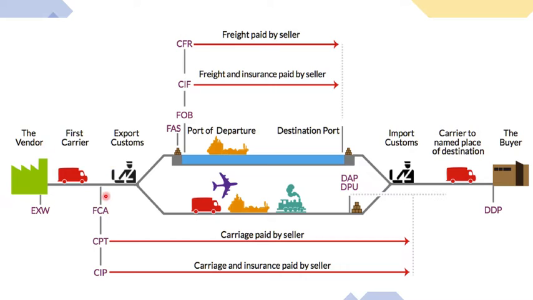FCA, all these are implemented before customs. So here the vendor picks the goods and brings them to customs, and then from customs every duty involved is managed or paid by the buyer. And you can see the four here: CFR, CIF, FOB, FAS. All four are used for waterways. These others can be used for air, rail, road.